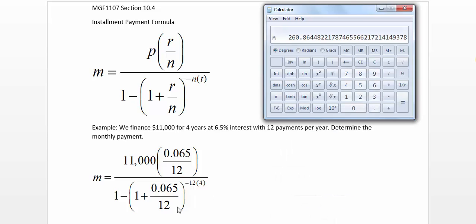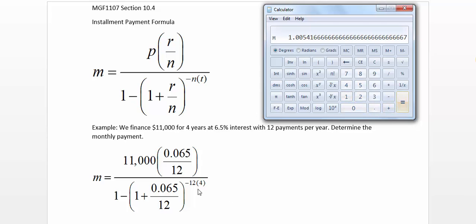I probably would start down here in the denominator, and since my calculator has a memory, I'm going to take advantage of that memory. Now you may need to write down the numbers along the way, but if you can use the memories in your calculator it will give you a more accurate answer. So I'm going to start right here. 0.065 divided by 12, add 1.